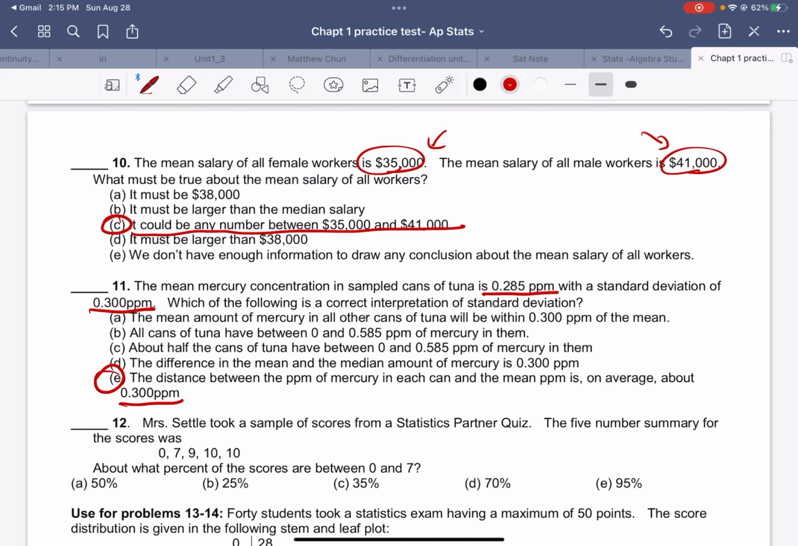Standard deviation is like the average difference in the data, how much away from the mean. So the average difference away from the mean, that's the standard deviation. If you think about that concept, E makes sense, right? The distance between ppm of mercury in each can, that's kind of an average distance from the mean, so that's 0.3 ppm. That's exactly what standard deviation is.